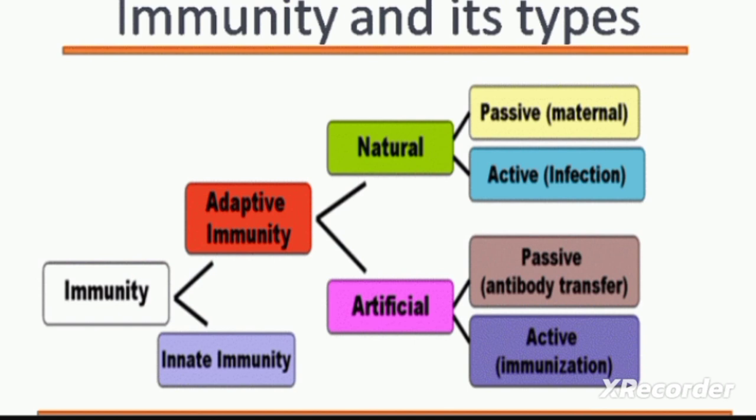Then artificial immunity. Artificial passive immunity means immunoglobulin, or the introduction of serums. Then artificial active immunity means immunization, that is, the live attenuated vaccine or the killed vaccines.